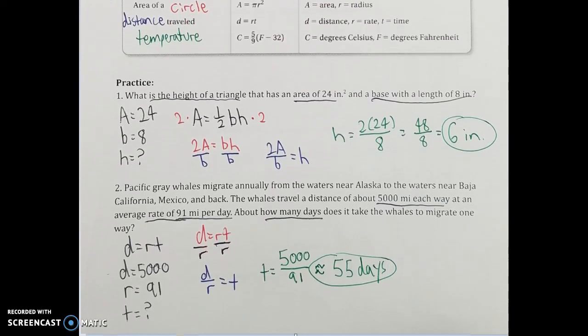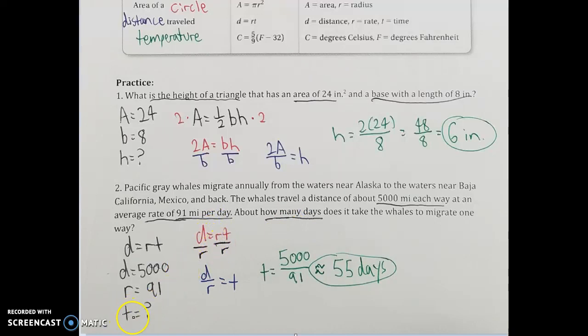I just made a note of that formula here. It's going to use distance is rate times time, so we're talking about distance and speeds. We know the distance is 5,000 miles to make that trip each way. We also know their rate, or their speed, is 91 miles per day. And if we're asked how many days it takes to make that trip, that means we're looking for the amount of time.